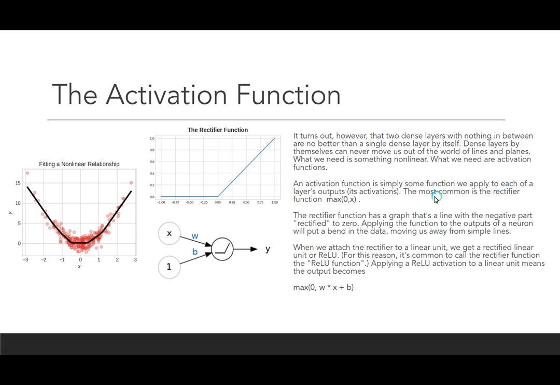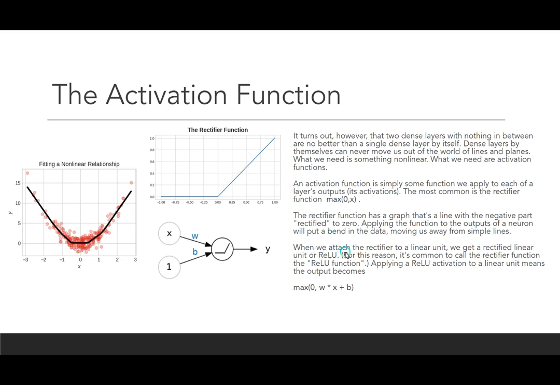The most common is the rectifier function. The rectifier function is usually called the ReLU function. And what does it do? It maximizes the value to either be a 0 or the lowest positive x value. The rectifier function has a graph that's a line with the negative part rectified to 0. You can see here, any value that is on the negative side is rectified to 0. And any value that is on the positive side is taken as it is, okay?